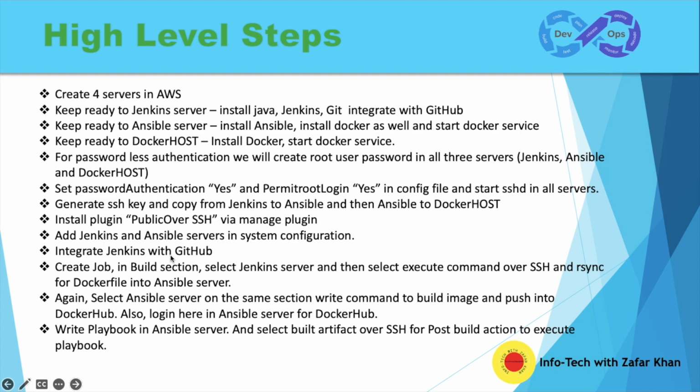We'll integrate Jenkins with GitHub, create a job, and in the build section select the Jenkins server, and then select execute command over SSH and rsync the Dockerfile into the Ansible server. We will rsync it when we create a Dockerfile, from Jenkins to the Ansible server.